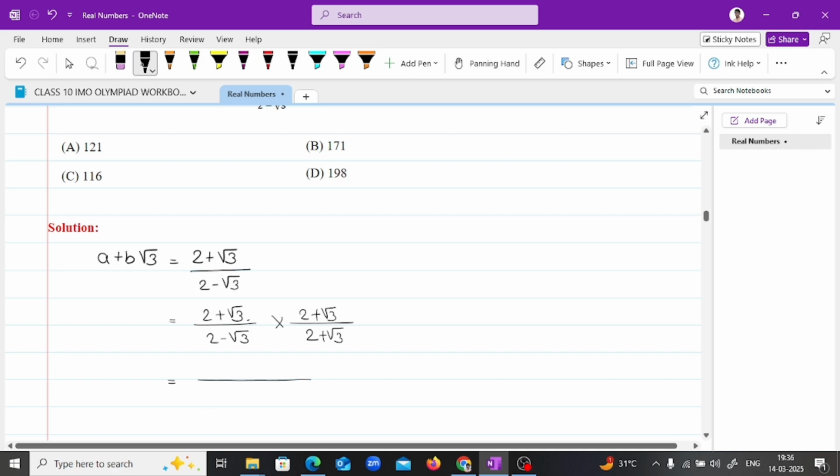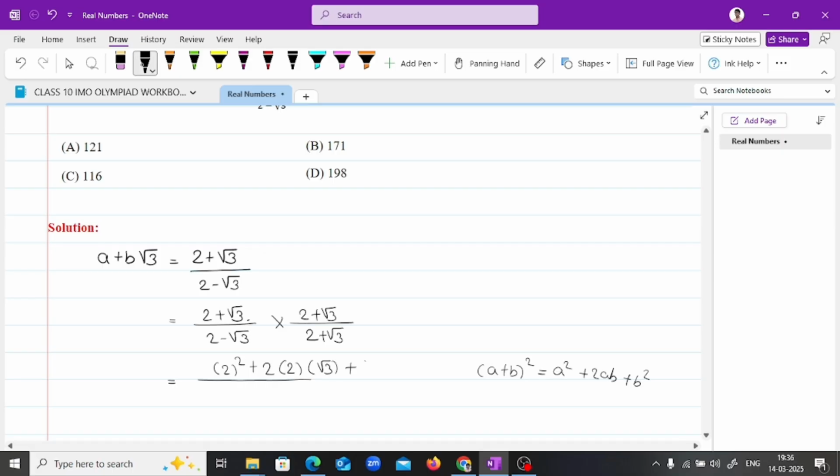In the numerator it will be a plus b into a plus b, so it will be a plus b whole bracket square. I will write down the expansion of a plus b square, which is equal to a square plus 2ab plus b square. Here a is 2, so 2 square plus 2 into 2 into root 3 plus b square, meaning root 3 square, divided by a plus b into a minus b.